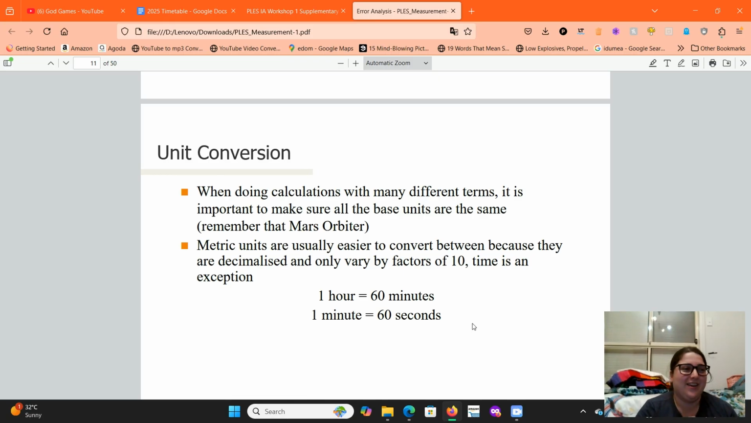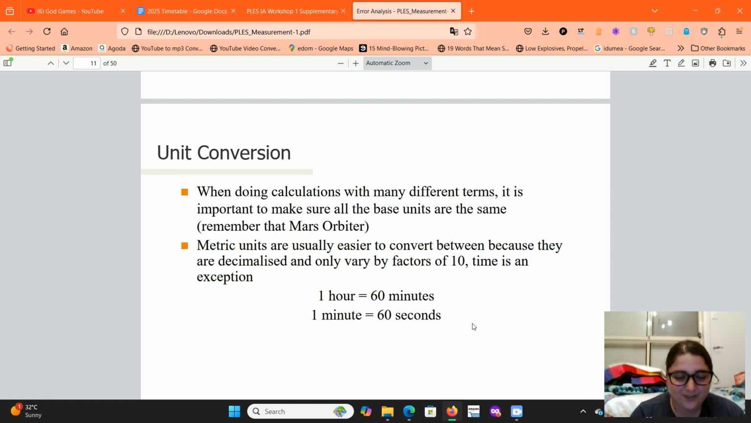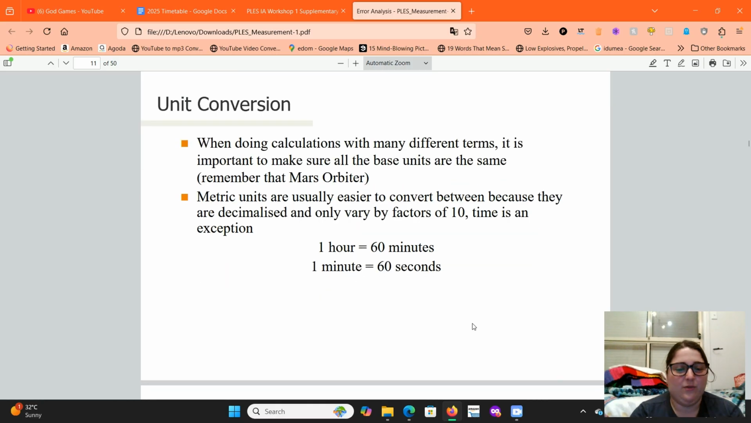Make sure all of your units are the same. You want everything in meters, everything in seconds, everything in meters per second. Make sure that is all the same across the board. That is the first thing you do with any equation. Now, metric units are usually easier to convert between because they are decimalized and only vary by factors of 10, the exception being time. Time is base 60. So, I'm sure you're all aware, 1 hour is 60 minutes, 1 minute is 60 seconds.